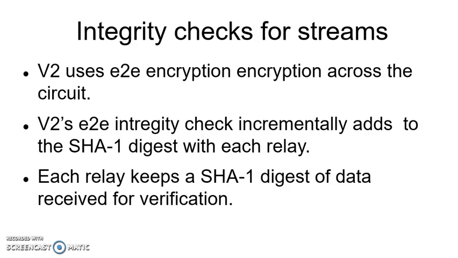Version 2 uses end-to-end encryption across the circuit. Version 2's end-to-end integrity check incrementally adds to the SHA-1 digest with each relay. Each relay keeps the SHA-1 digest of the data received for verification.